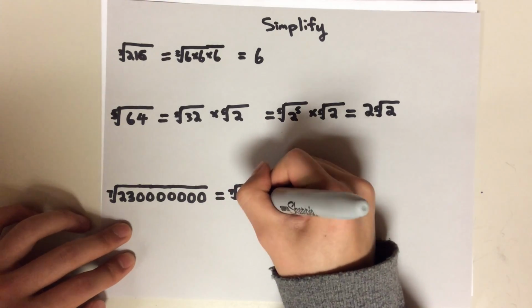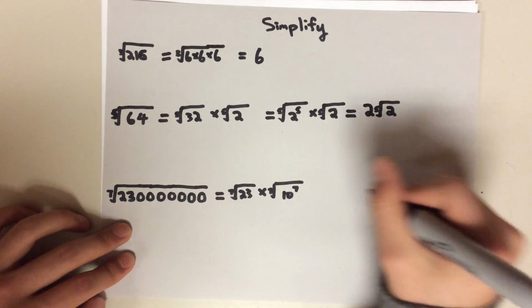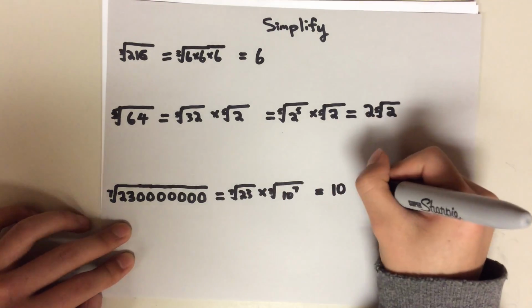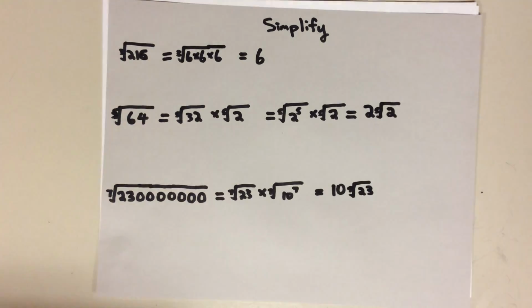Now to get to the 7th root of 23 something 0. So you can simplify the 7th root of 23 times the 7th root of 10 to the power 7, which is 10 times the 7th root of 23.